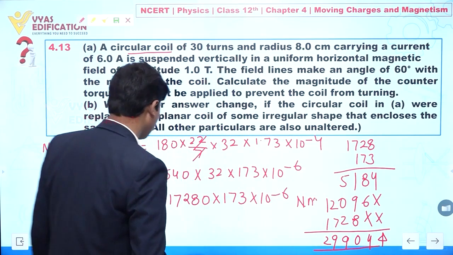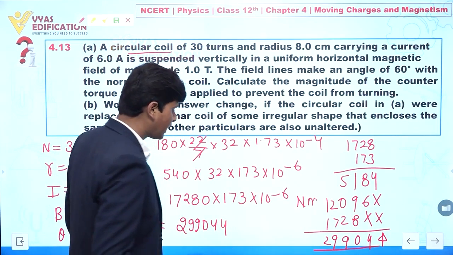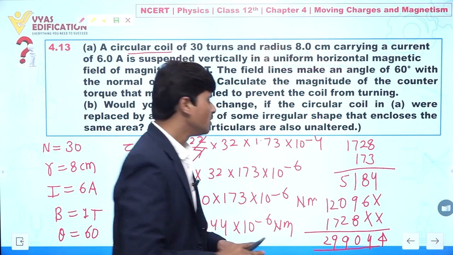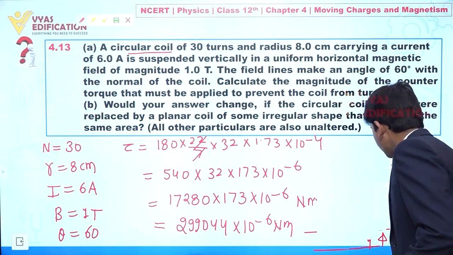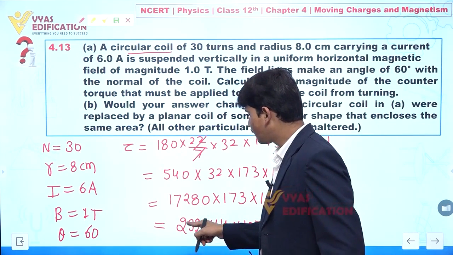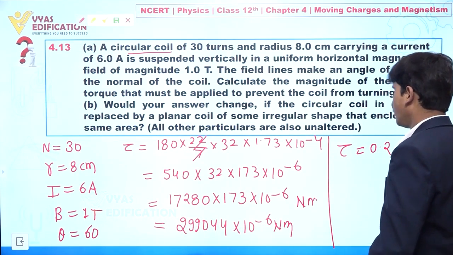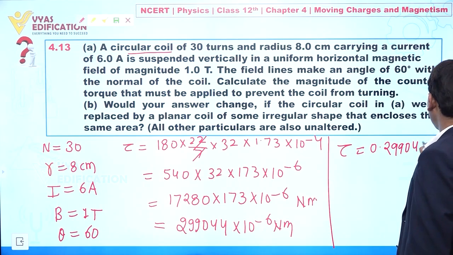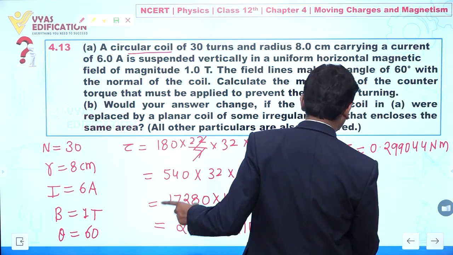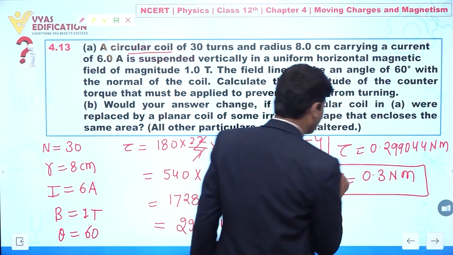Clear? So from here you can say we are getting value 299044. Clear? And this is multiplied with 10 to the power minus 6 Newton meter. Clear? So now you can say 1, 2, 3, 4, 5, 6. Clear? It means we will get here value of counter torque, this is 0.299044 Newton meter. Clear? So if you simplify it, because we are taking approximate, we can say correct answer will be approximately 0.3 Newton meter.